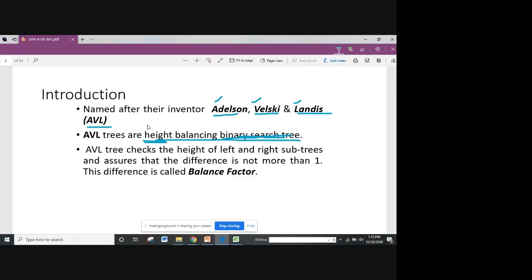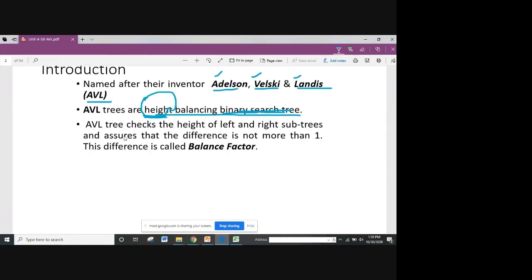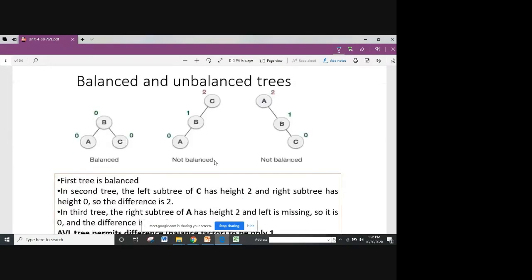This is the main thing which we are going to calculate in your AVL tree. There is a special factor called the balance factor. That means it will check the height of the left tree and the right tree, and this should be calculated based on the balance factor. You have to find out whether the particular tree is balanced. If it is not balanced, you have to balance it. That is the technique we are going to follow here.